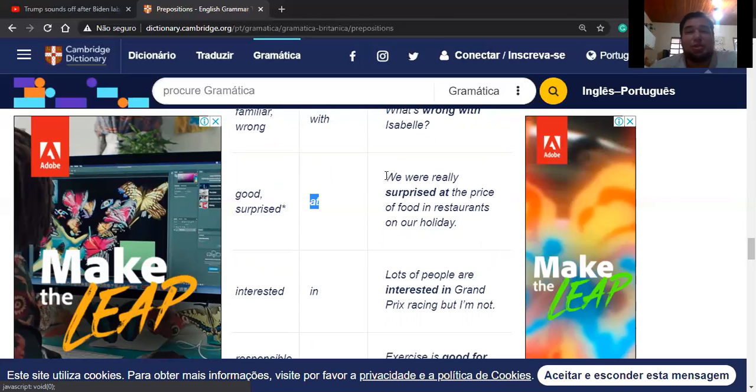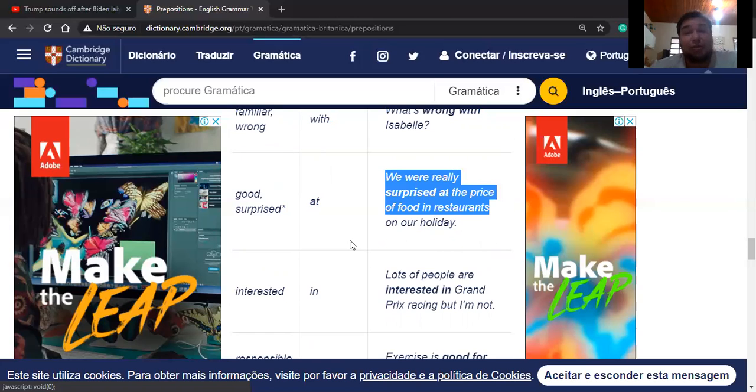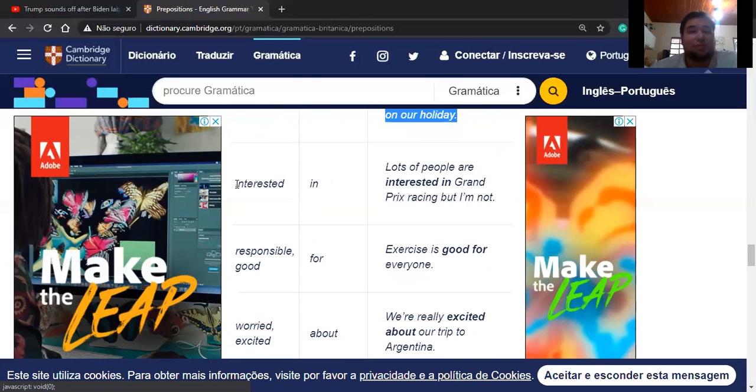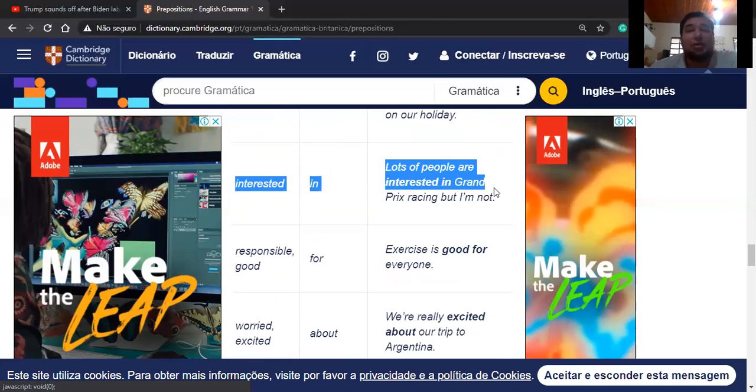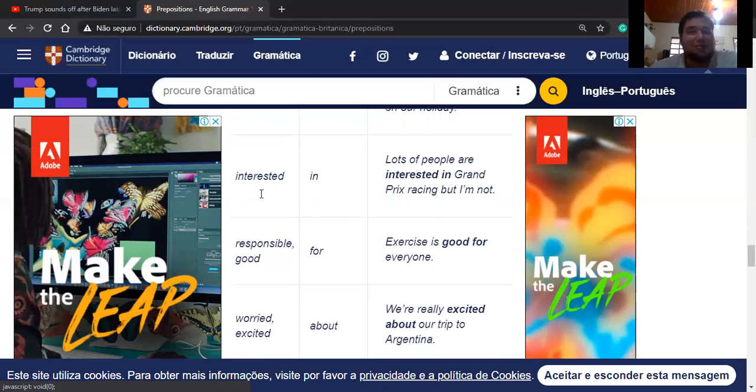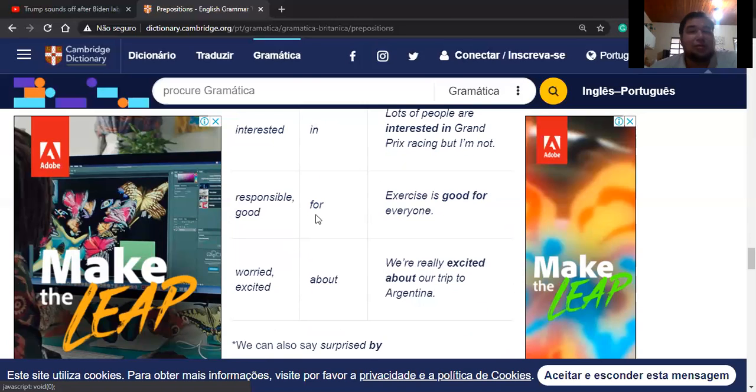At is the preposition. We were really surprised at the price of food in restaurants on our holiday. Holiday here is British, definitely, because it's like vacation in American English. Interested in. Lots of people are interested in Grand Prix racing, but I am not. Oh, Grand Prix. That's a hard word to pronounce. Responsible and good for.